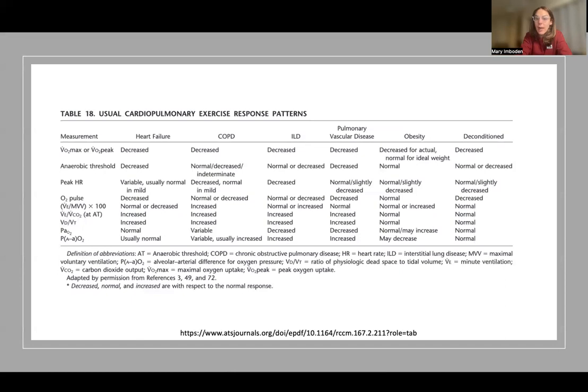Just another way to look at it, brings in a couple other diseases and even separates out interstitial lung disease from COPD, and looks at heart failure compared to just cardiac limitations on the past slide. So another way to look at it.